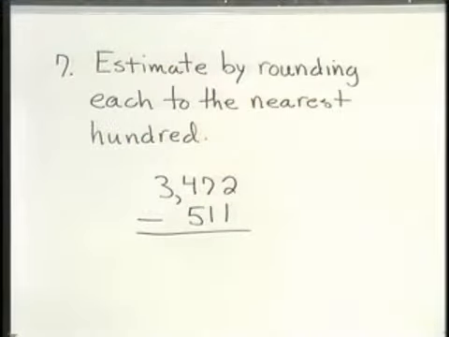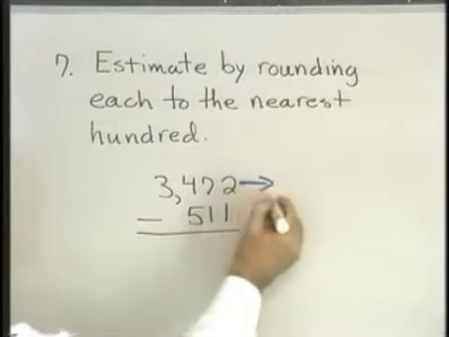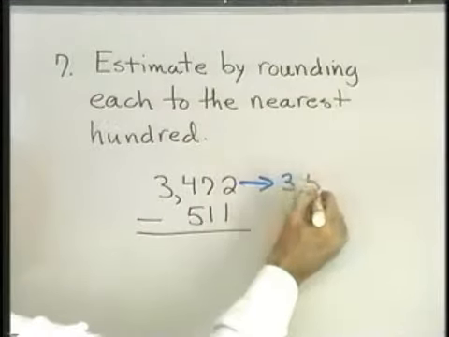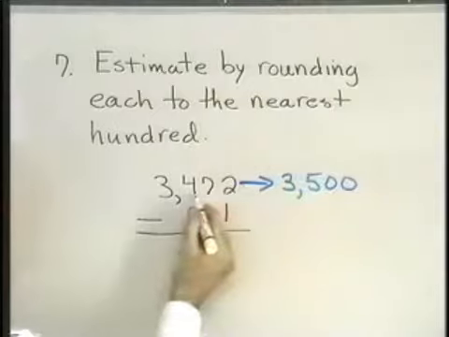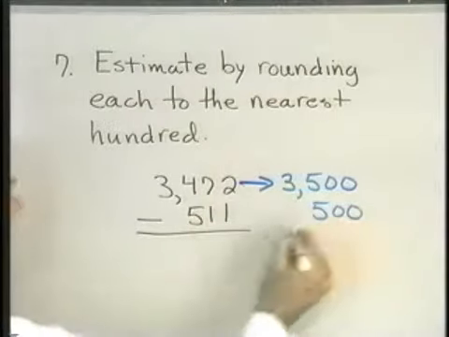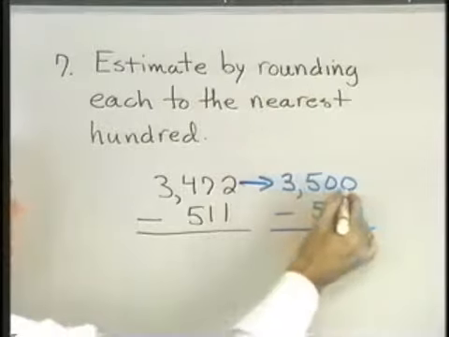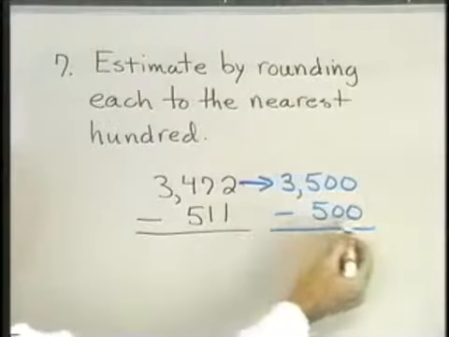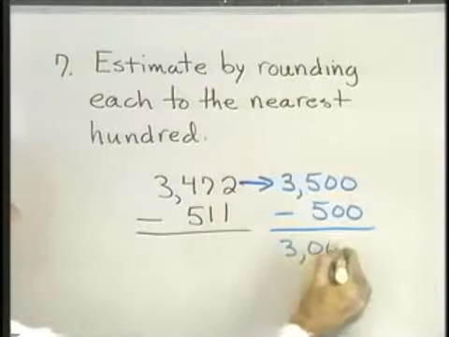We want to estimate by rounding each to the nearest hundred. So first I'm going to take each number in this problem and round to the nearest hundred. So this rounds to 3,500 when I round to the nearest hundred, and this rounds to simply 500. Now to do my subtraction, 3,500 minus 500 is just 3,000.